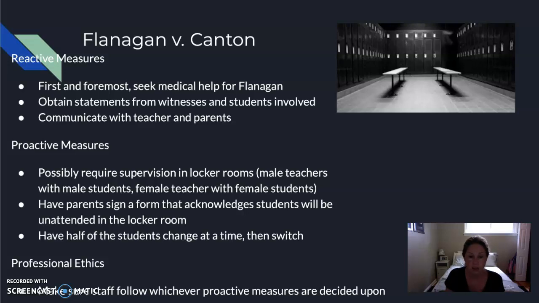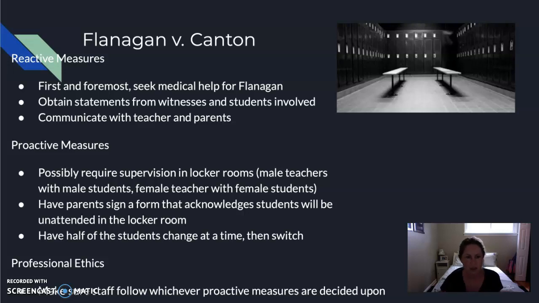Flanagan's mother sued the school district for negligent supervision, and the court ultimately sided with Flanagan and his parents, and reasoned that because the students were misbehaving the day of the incident, the teacher owed a greater duty to supervise the students, especially because their conduct was foreseeable. So some reactive measures, first and foremost, seek medical help for the student. Again, obtain statements from witnesses and students involved, and staff as well. And then again, communicate with teachers and parents.